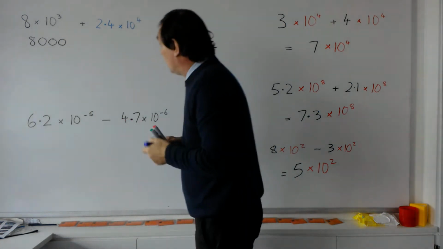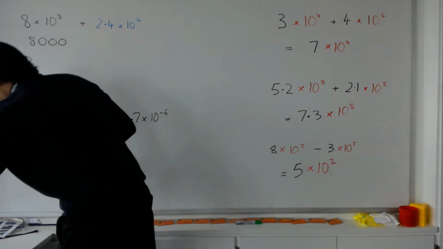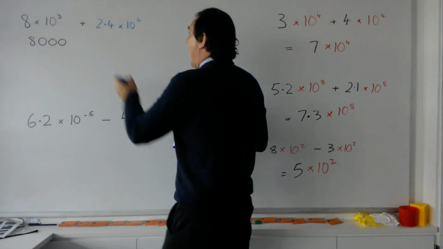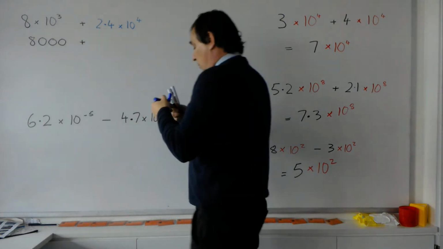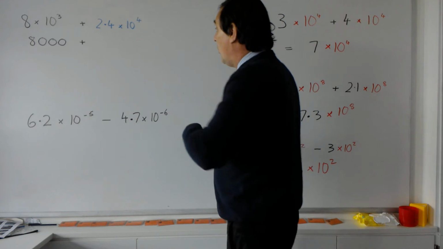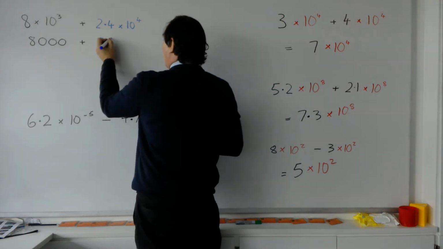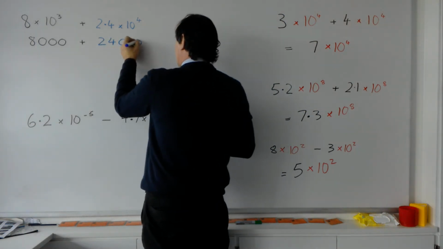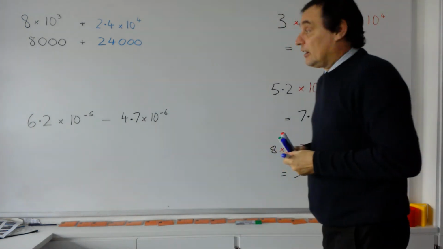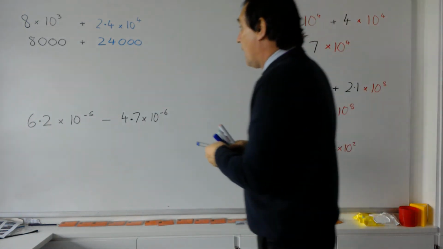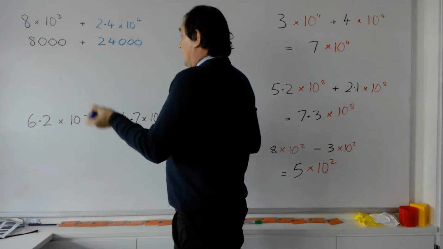Watch the standard form conversion video if you're unsure or can't remember how to do it. And 2.4 times 10 to the 4 comes out to be 24,000. So we've got those two numbers now, they're slightly different. We've got to get our answer in standard form at the end.